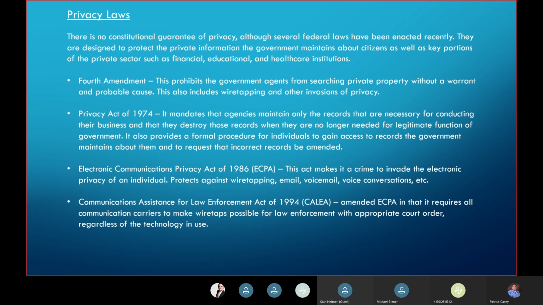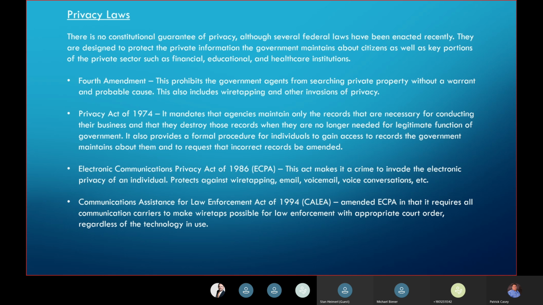The Electronic Communications Privacy Act of 1986. This act makes it a crime to invade the electronic privacy of an individual, and protects against wiretapping of email, voicemail, and voice conversations, right? So as technology evolved, so did the government rulings, and that's where we saw the ECPA come in.